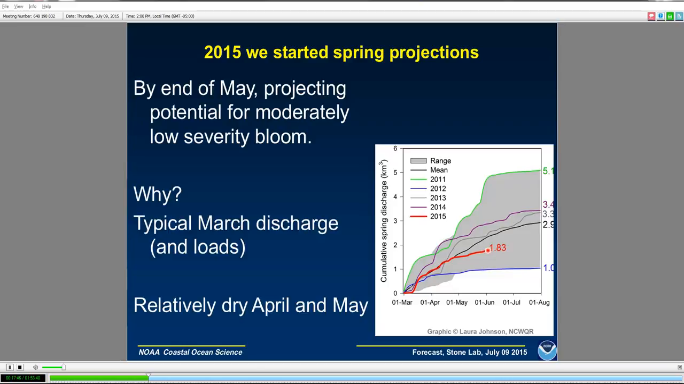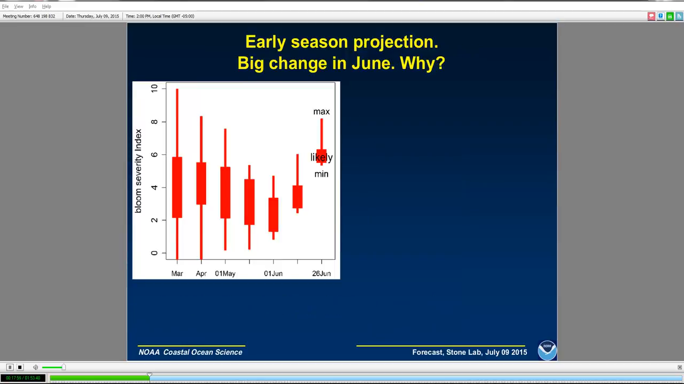But that's the key reason why: while we had a typical March discharge, we had a relatively dry April and May. Okay. But on our projections, as we got into June, and this is the projection on about June 29th, you can see we had a big increase in the projected bloom. So the severity went down to perhaps under 4, and by the 1st of June, it's gone up rapidly. The question, why is that?